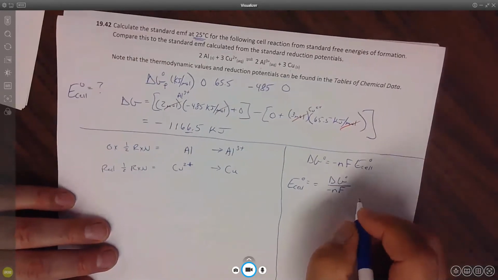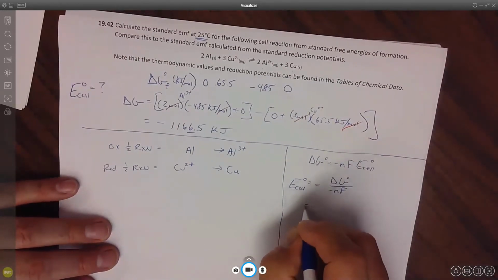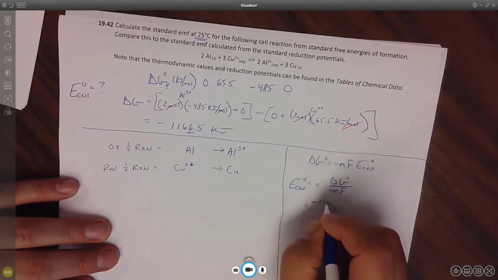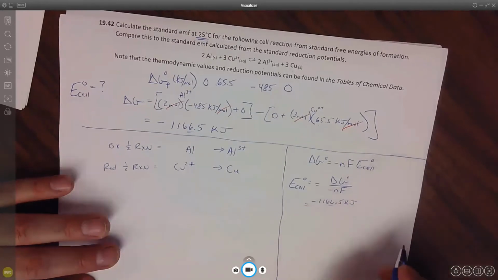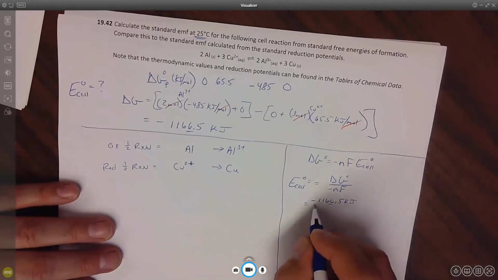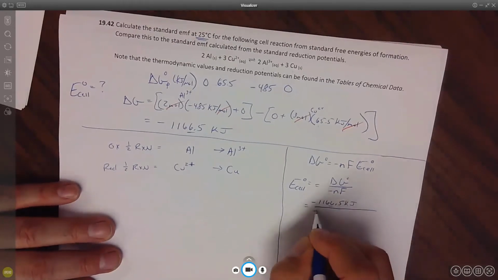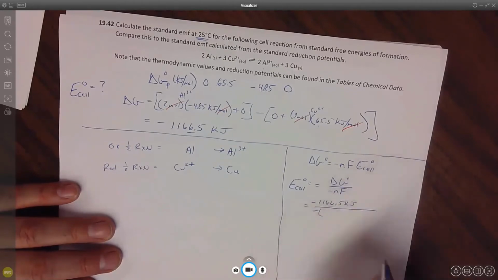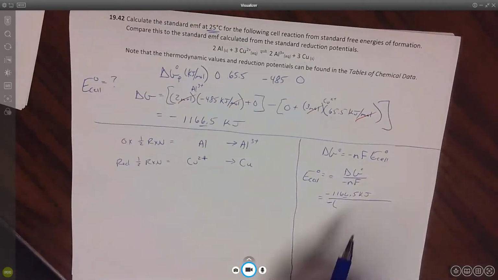Well, I know del G. Del G is negative 1,166.5 kilojoules. I have negative, how many moles of electrons, right? n is the moles of electrons. How many moles of electrons?